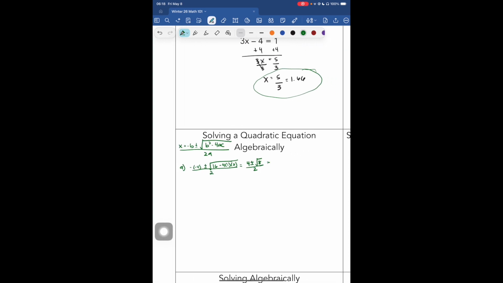We can simplify this to 4 plus or minus 2 root 2, because the square root of 8 condenses down to 2 root 2, or simplifies. And then as we can see, we have numbers here that we can cancel out.